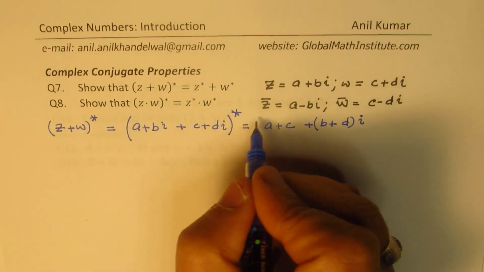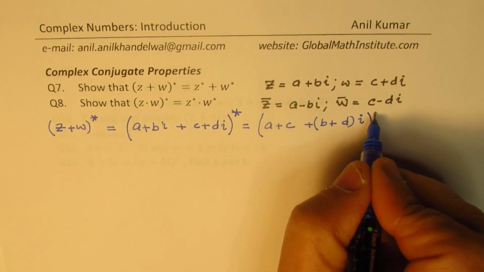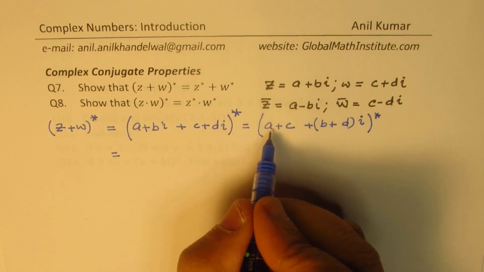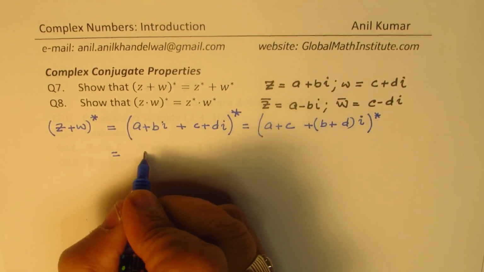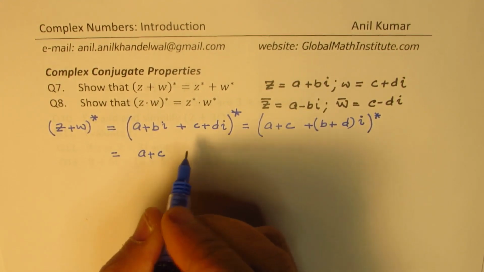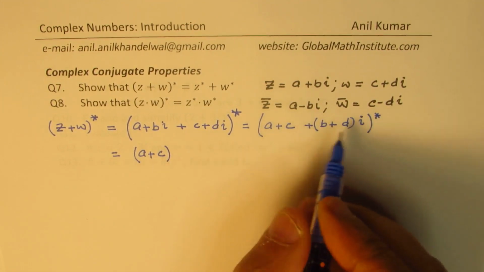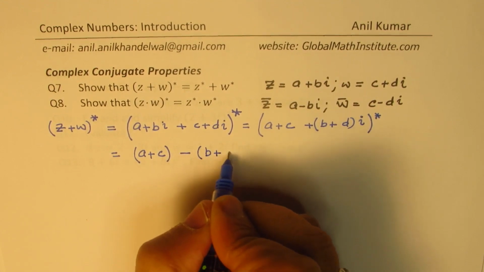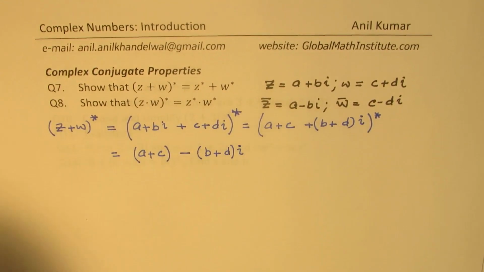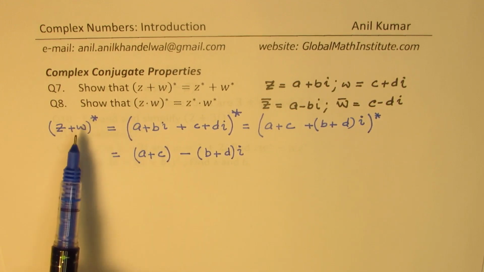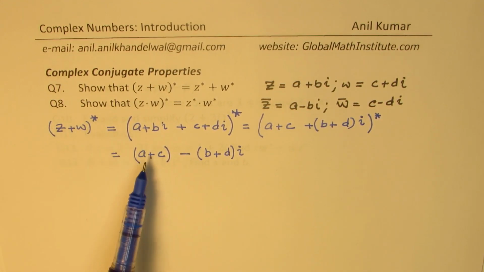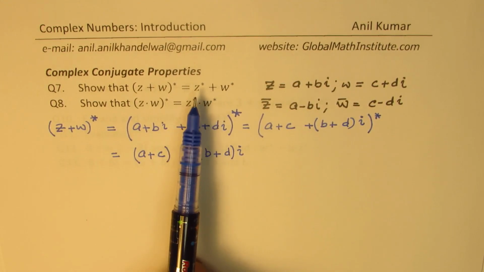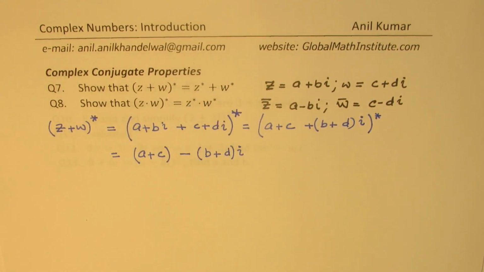Right. And we have to find the conjugate of these. So the conjugate of this is indeed equal to, the real part is a plus c, which remains the same, right? So that's the real part. As far as the complex part is concerned, it becomes minus of (b plus d) i, correct? So the conjugate of this sum of two complex numbers can be written as this. Now we need to show that this is equal to the sum of their conjugates, right?